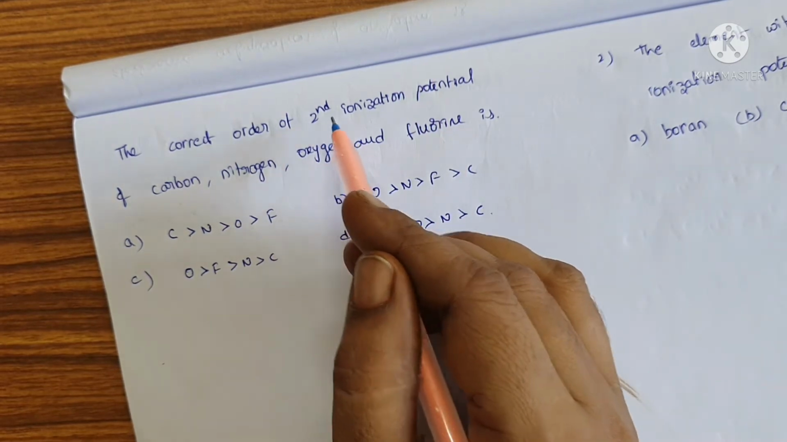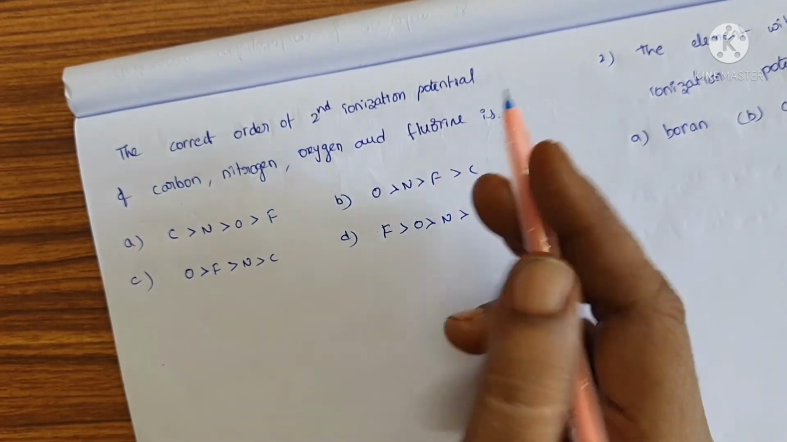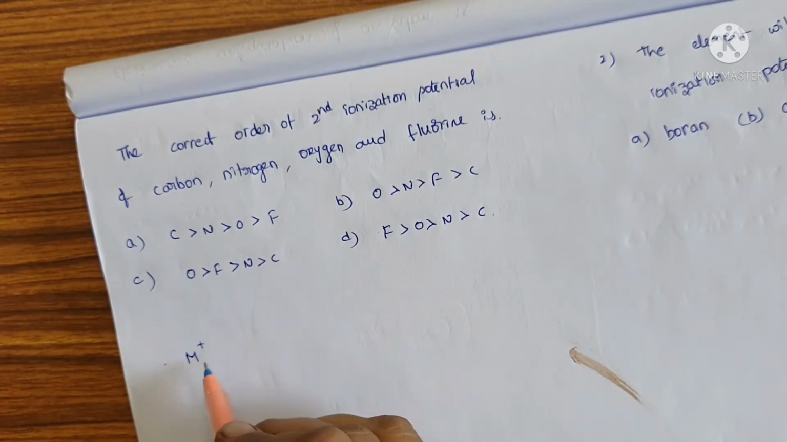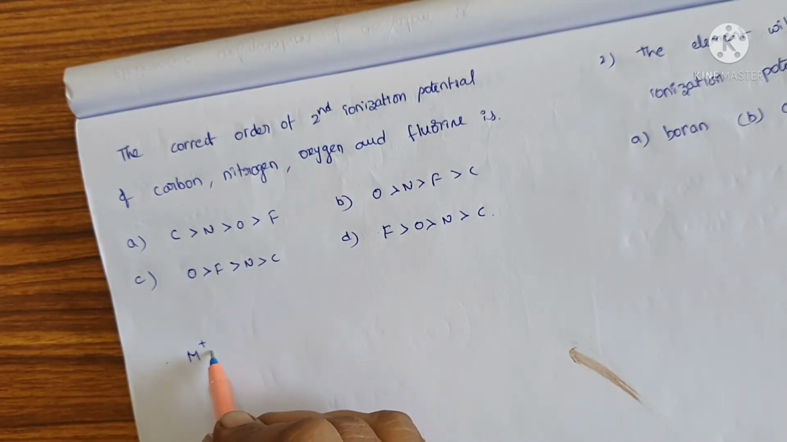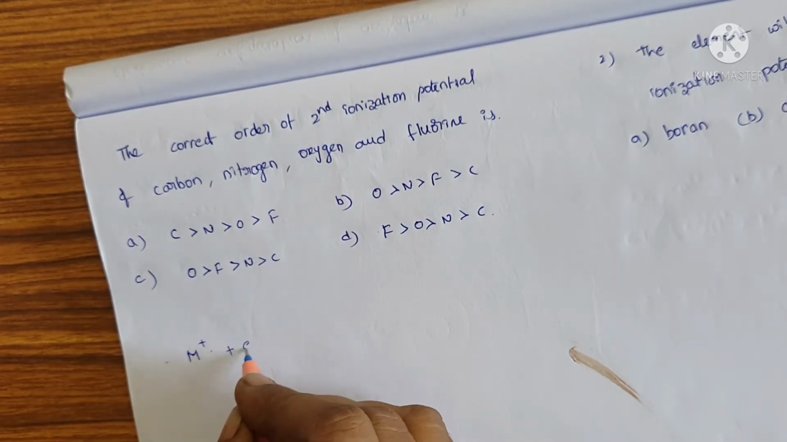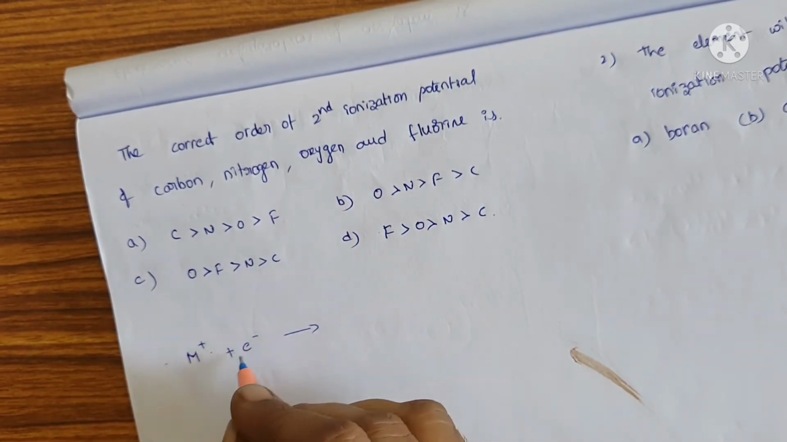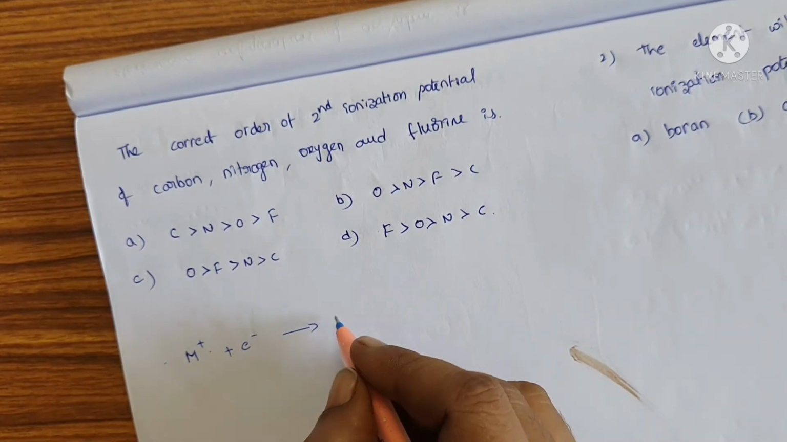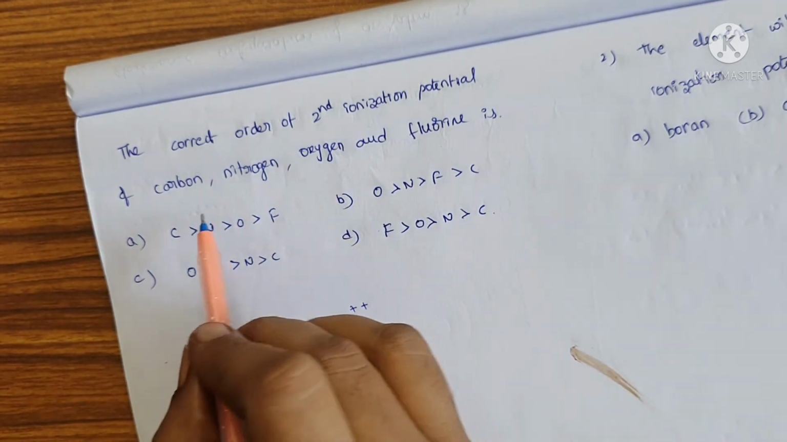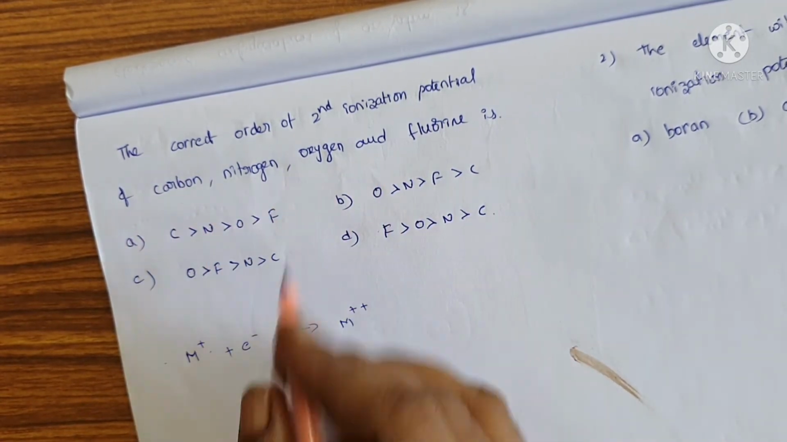What is second ionization potential? For example, when a positively charged ion, a cation, has already been formed, the energy required to remove another electron from it is called the second ionization potential. What happens in this period?